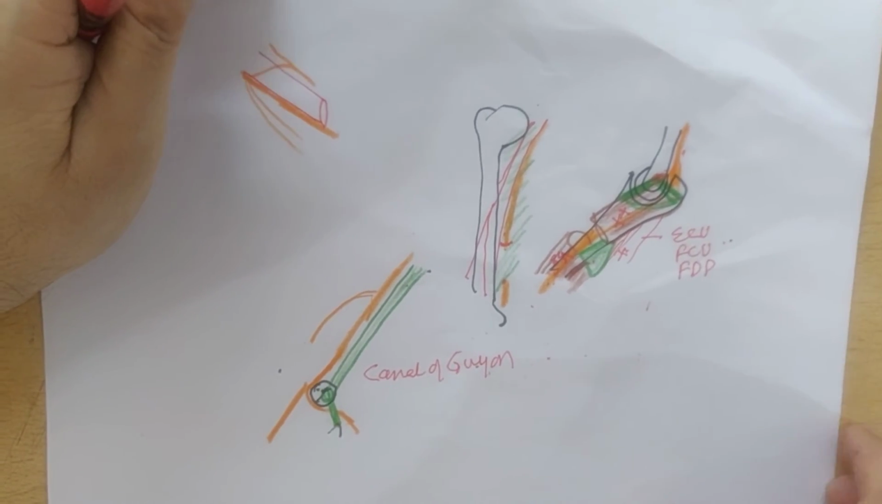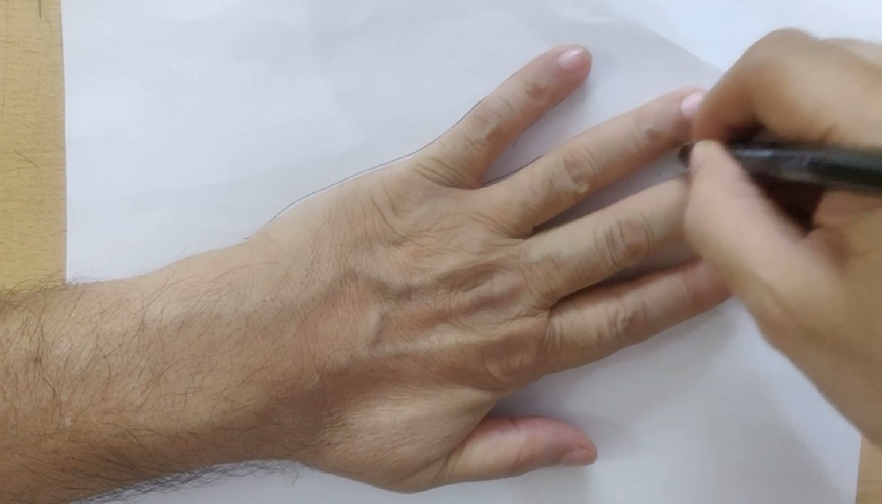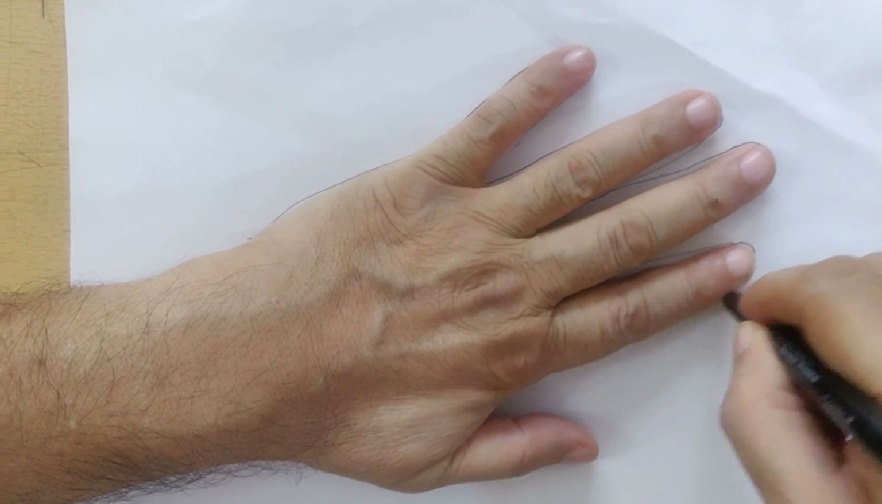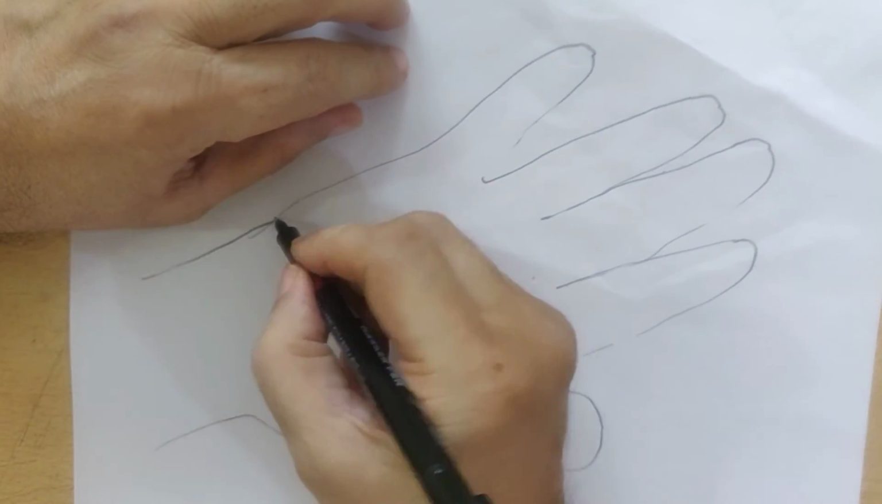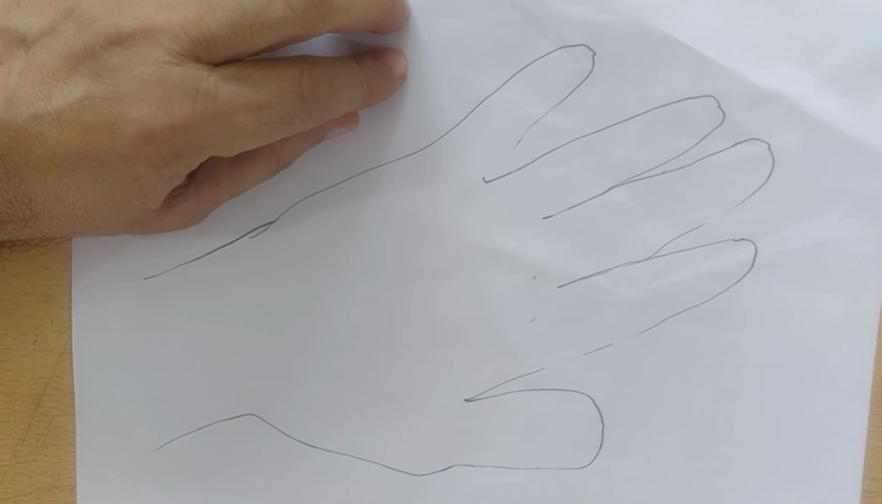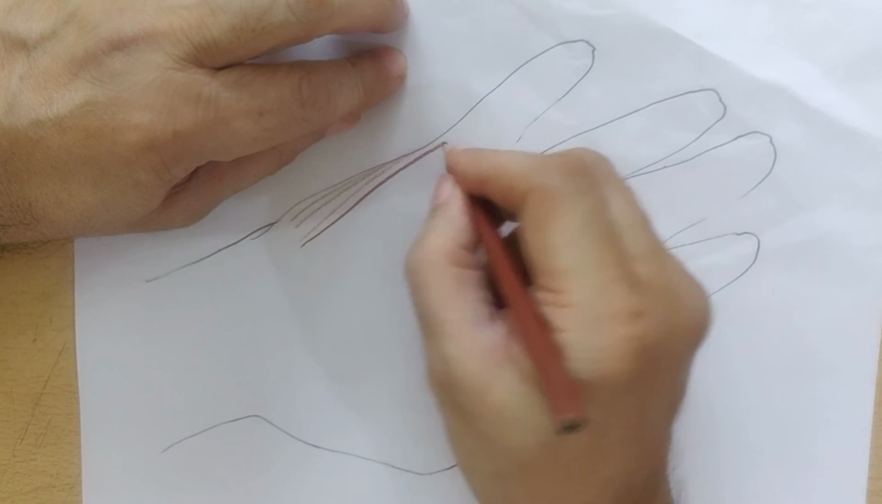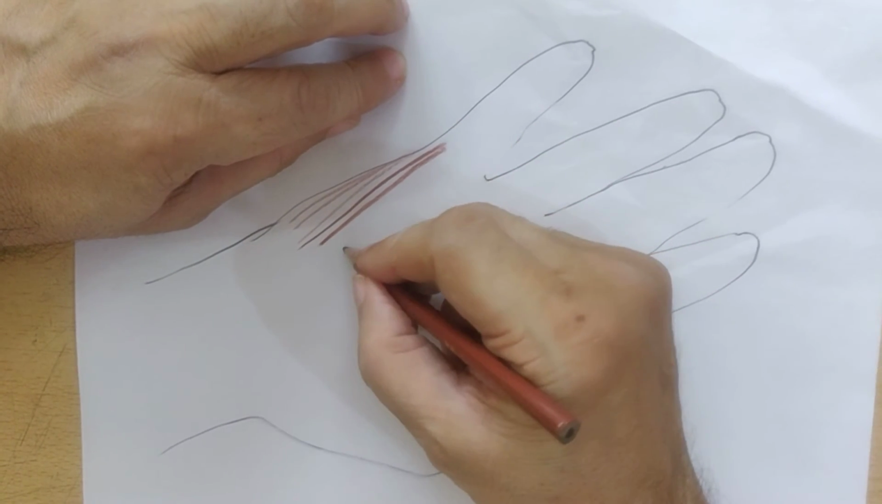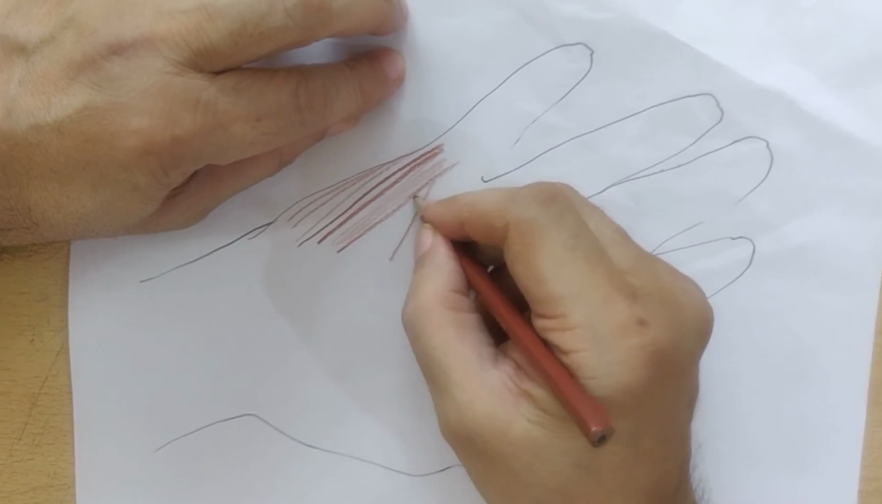Then we'll pass the nerve through the hand. Fastest way to draw the hand. So we'll place the abductor digiti minimi, flexor digiti minimi, and opponens digiti minimi.